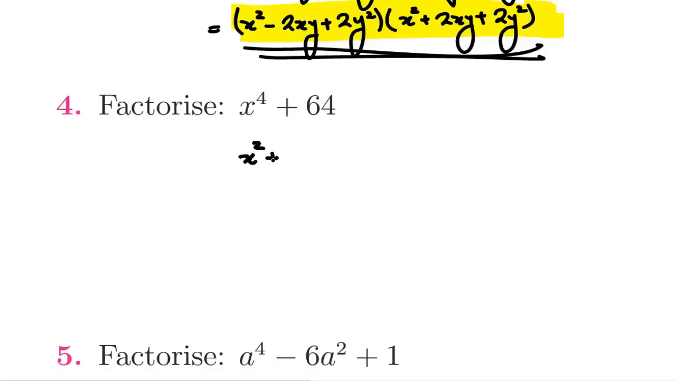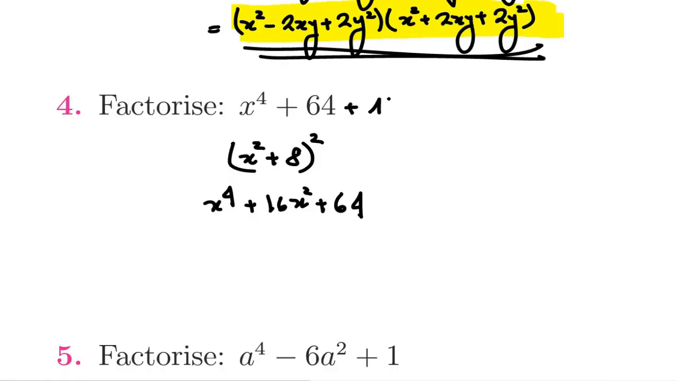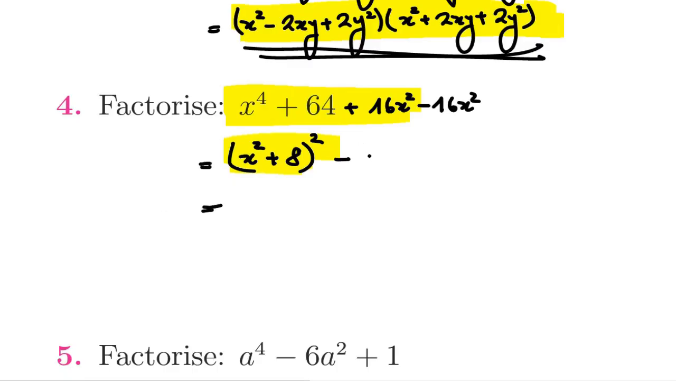X squared plus 8 squared. When we expand it, we get x to the fourth plus 64 plus 16x squared like this. Therefore, there is no 16x squared here. We added 16x squared and subtracted 16x squared. This part is right here. And we wrote minus 16x squared here. In fact, I erased this. Actually, I showed this as the perfect square of 4x.